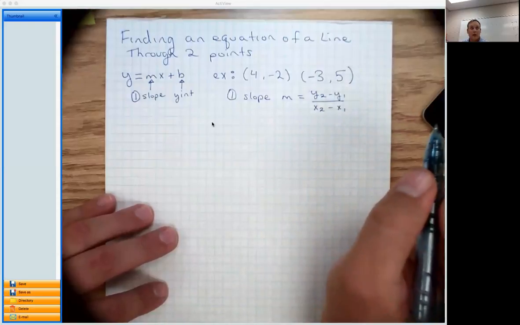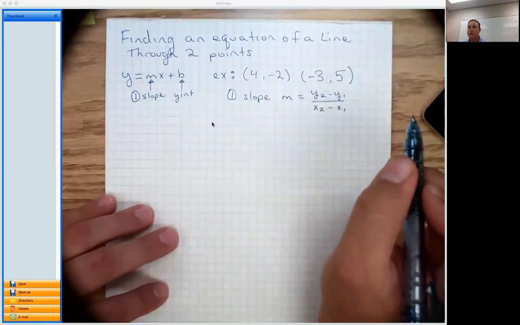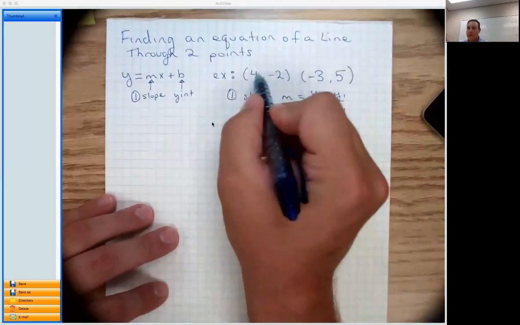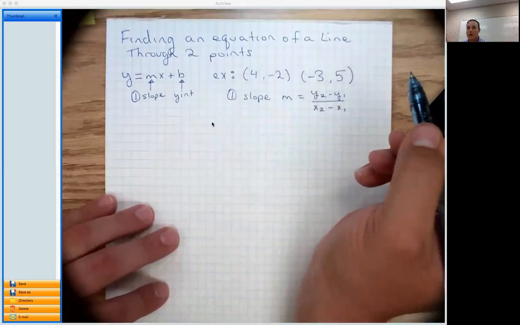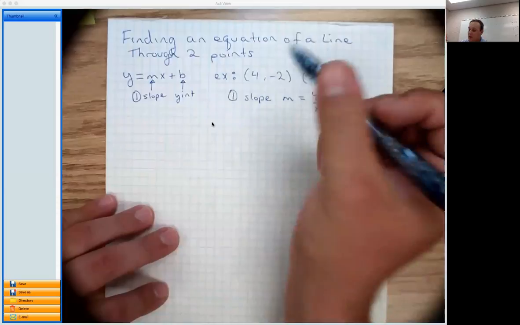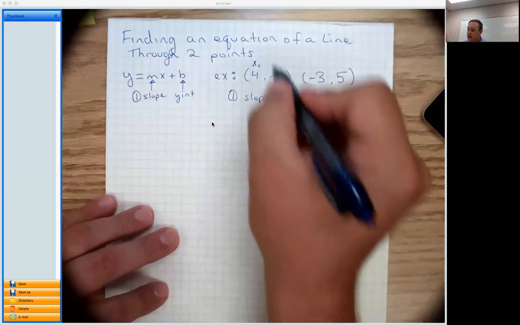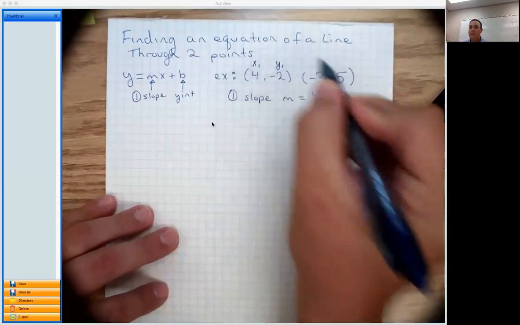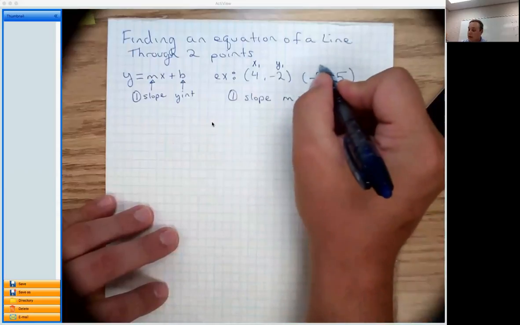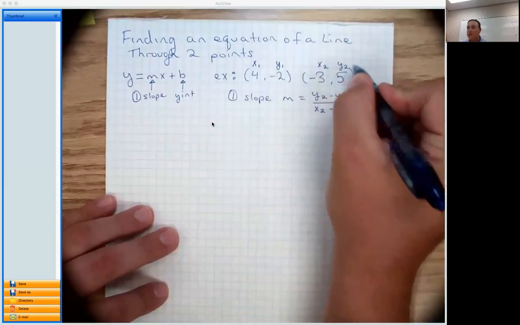I'm glad. Now, one thing I want you to do, I want you to label these. So what's the left coordinate of each of these titled? What is the left coordinate of each of these? The x value. So I'm going to title that x1. And -2 would be y1. They're both 1s. And now -3 will be x2. And 5 will be y2.